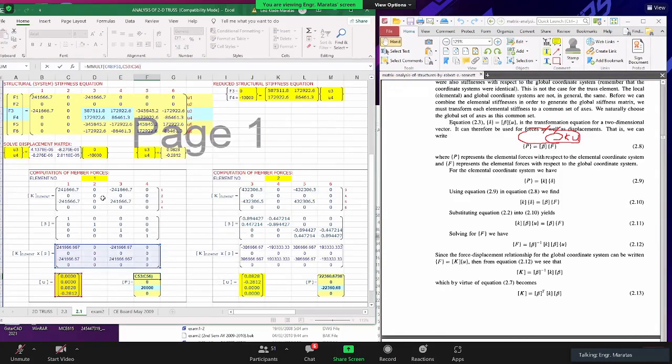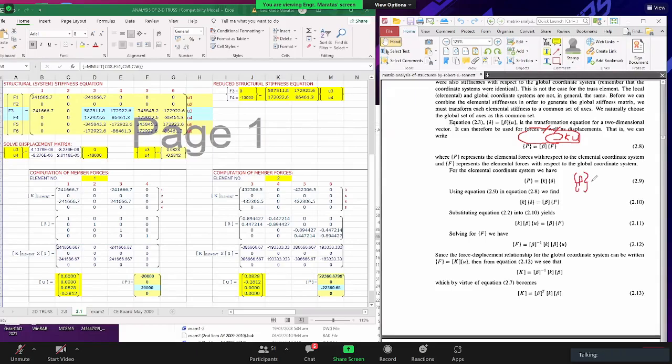So this is the product of, let me go back, this P is the beta matrix times the force matrix, no? But this force matrix is K element times U, right? Remember, our F is KU, no? Okay?